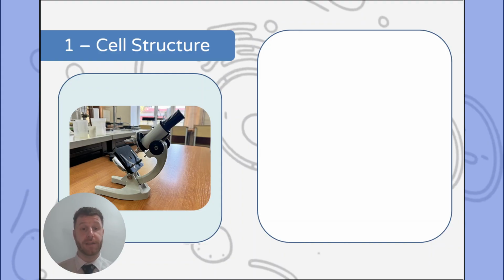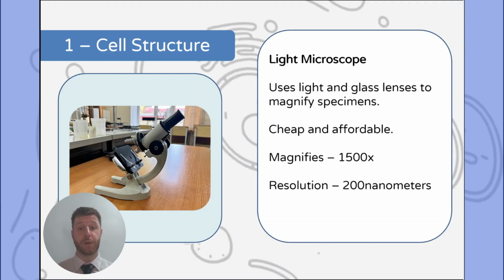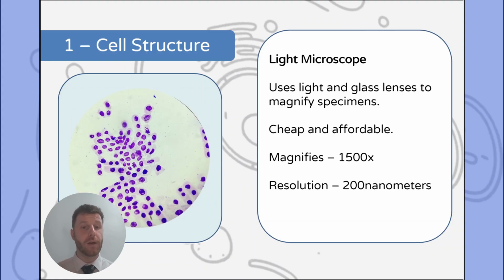You probably recognize this little microscope from your labs if you have one. This is a light microscope. A light microscope is the most basic and common microscope used to identify specimens. As the title suggests, it uses light. It's very cheap and affordable, and some values that you need to remember are that it magnifies up to 1,500 times, and its resolution is 200 nanometers. This is a common microscope image produced by a light microscope. It can be colored because you can stain the cells or things that you're trying to look at.